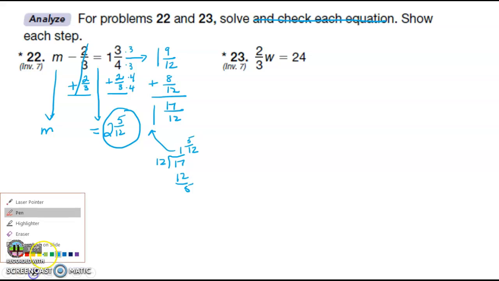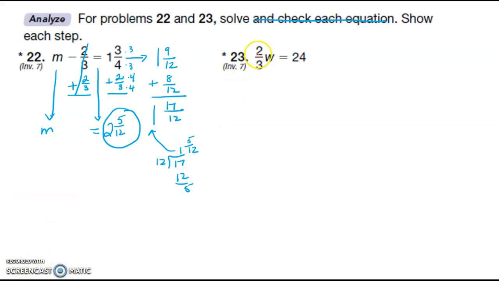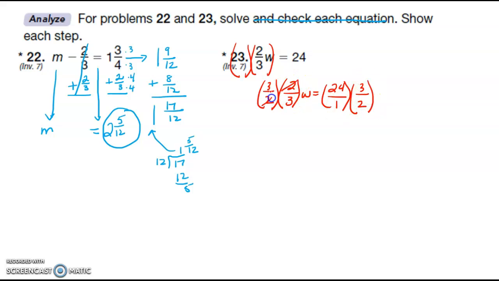Okay, let me change colors. Okay, here I'm going to multiply by the reciprocal. Let me rewrite it here. And I'm going to put 24 over 1 because we're dealing with fractions. So I'm going to multiply by the reciprocal. Okay, this is going to go away. This is going to go away. My W equals 24 times 3 over 1 times 2. 24 times 3. Let me get my handy dandy calculator. 72 over 2, which is 36.